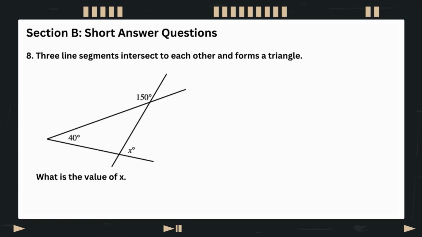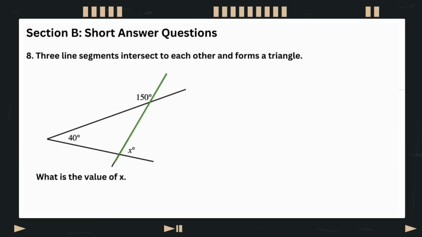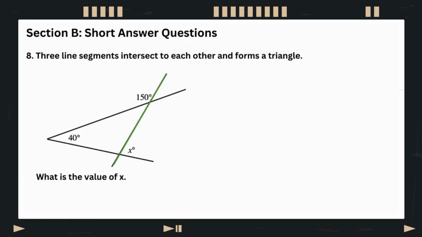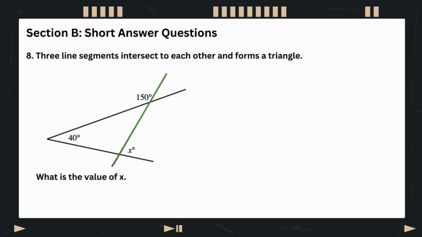So, as you can see, this line here, the one that I am putting a green color, is actually a straight line. Since this is 150, which means that this angle is equal to 30 degrees. Now x is the sum of 40 and 30. So x is equal to 30 plus 40, and that gives us 70 degrees.